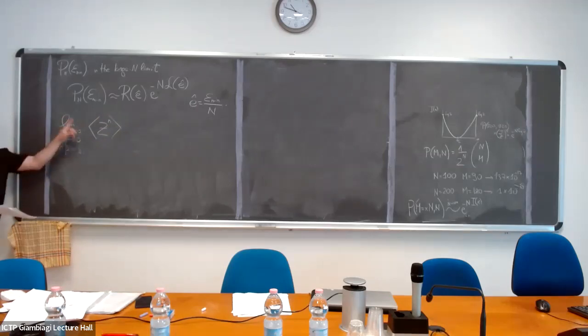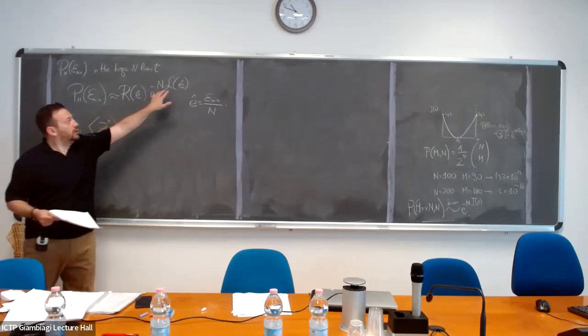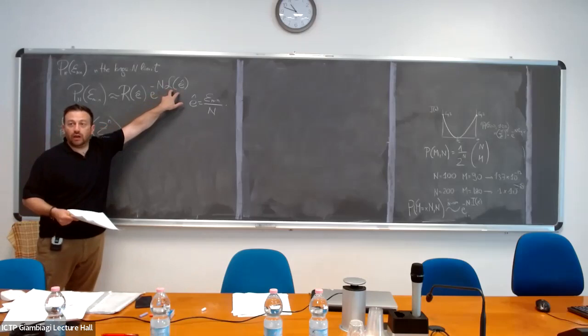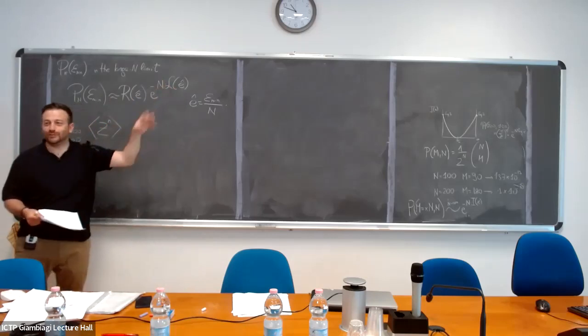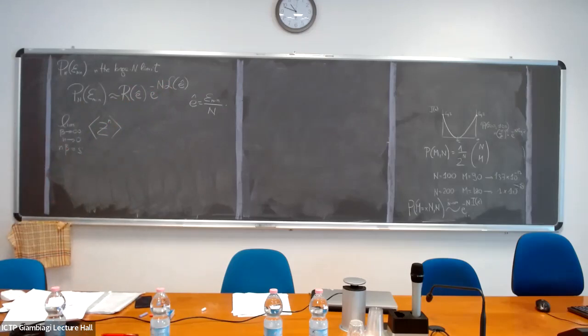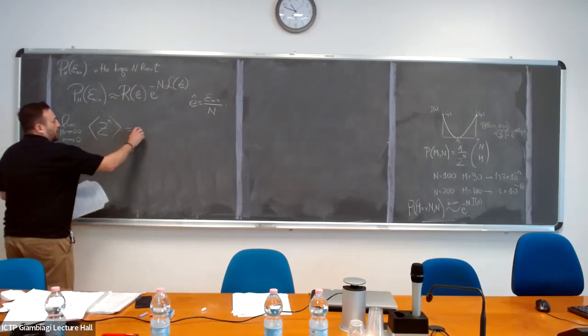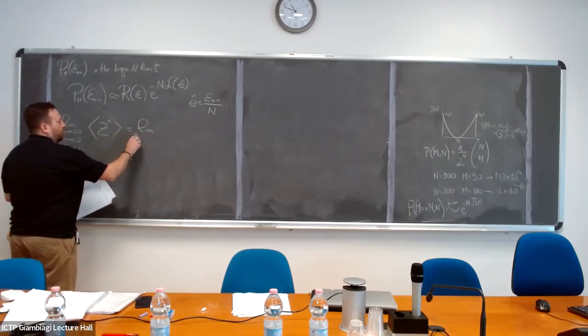And the claim is that this object in this limit is related to the large deviation function L of e. This is not the Lagrangian, this is just the large deviation function for this problem. The symbol is particularly bad. How do we see this? Well, let's try to write a chain of equalities.